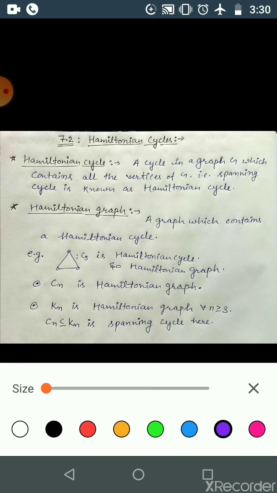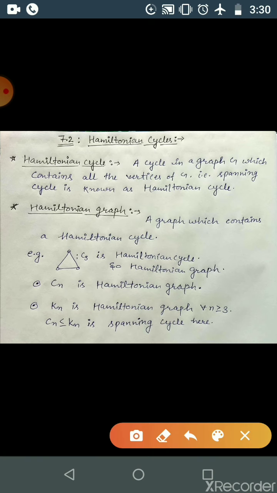Now come to the topic. What do you understand by a Hamiltonian cycle? Just now I described it as a spanning cycle. So a spanning cycle is known as a Hamiltonian cycle. A spanning cycle is a cycle which contains all the vertices of the graph. So a cycle in the graph G which contains all the vertices of G is known as a Hamiltonian cycle.